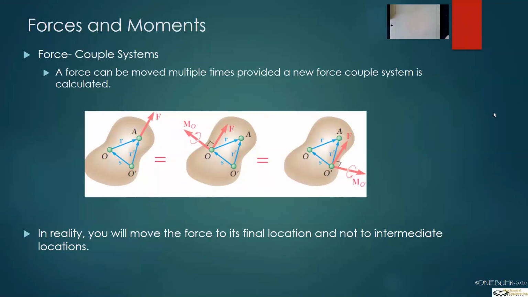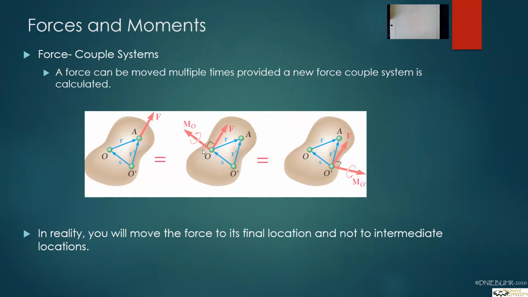So now that we've done that example, you can see how we were able to simply move the force from A to O and add that moment, and we were done. This slide just says that you're not limited to only doing it once. For example, my original force could be at A, and maybe I want to move it to O, just like the previous slide. But after I move it to O, I'm fickle, I change my mind, I want to move it to O prime.